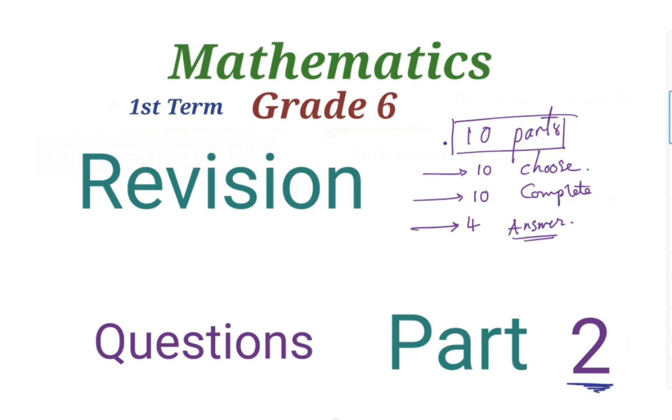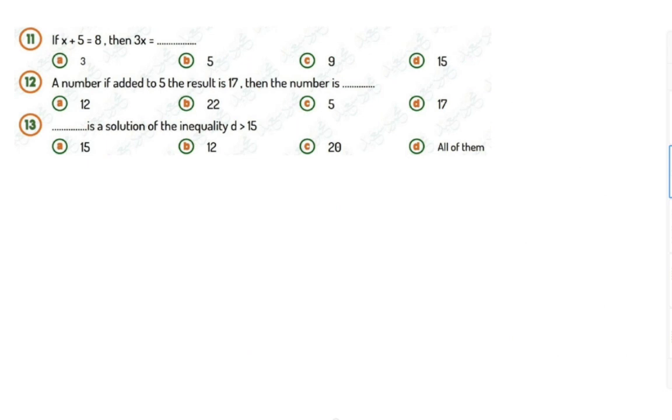Let's get started. Firstly, we have the choose questions, and we have point 11. We had 10 choose questions as in the last video, and this is point number 11. He said if x plus 5 equals 8, then 3x equals what?